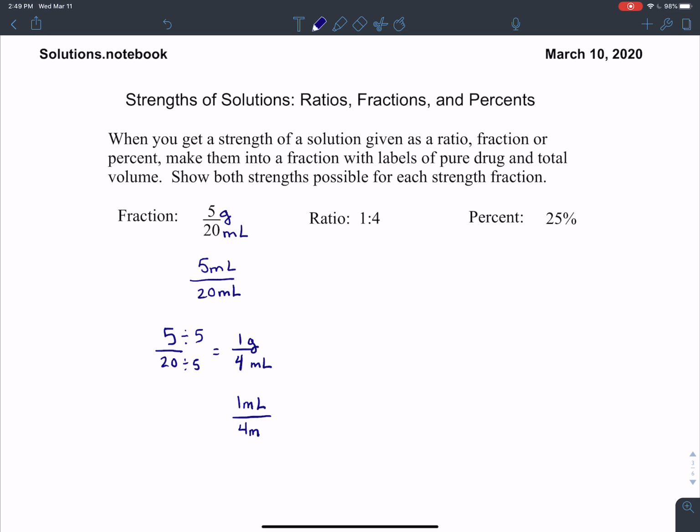To write this as a simplified ratio, whatever our numerator is, in this case the 1, comes first. Whatever the denominator is, in this case the 4, comes second. To write it as a percent, we do our numerator divided by our denominator. That gives us our answer in decimal form, which would give us 0.25. Remember, to get to a percent, you either bump the decimal point to the right 2 places, or you multiply that decimal number by 100%, and that gives us that answer of 25%.